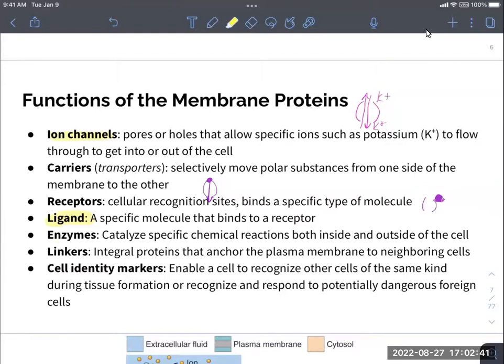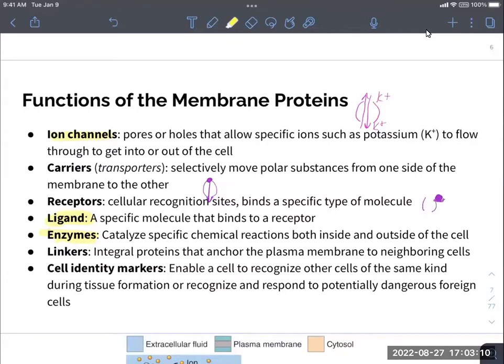We have enzymes. As we talked about before, enzymes help to catalyze reactions so they do not require as much energy for that reaction to actually occur. And we use enzymes both inside and outside of the cell. So these enzymes are used along that plasma membrane to help with reactions.